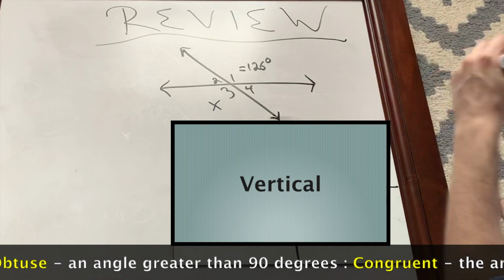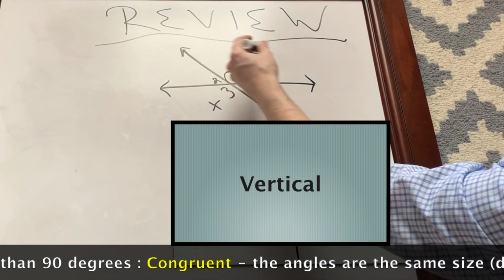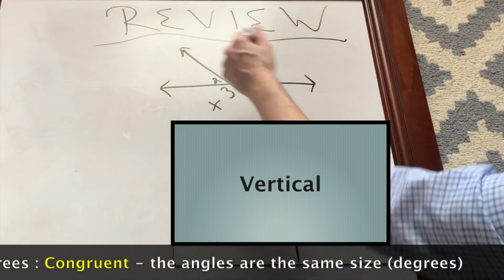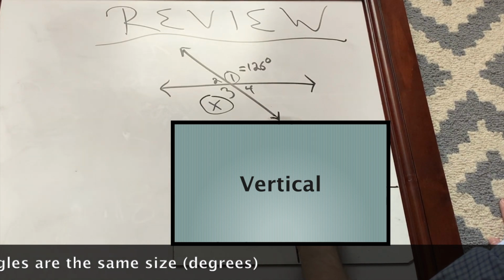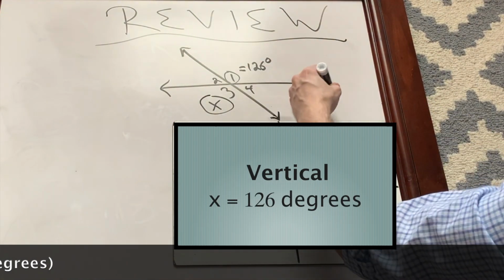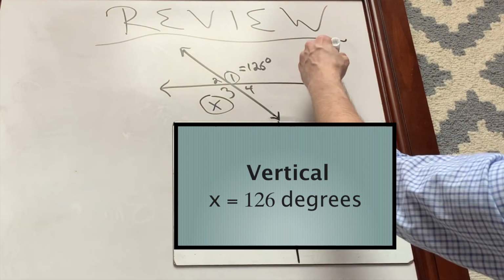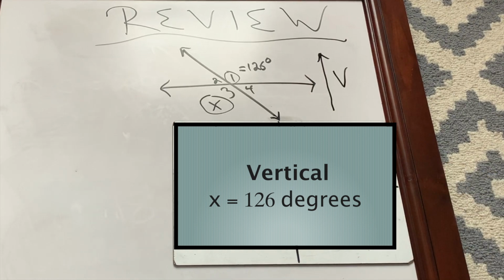Vertical, is there one where you have these 2 lines and it pops over? Well, if 1 equals 126 and it's going over a parallel line, 2 of them, well then x is going to equal 126. Remember, vertical kind of makes that little jump. Like if you're jumping, you're going upwards, that's vertical. And that's it, guys. That is all we're covering.